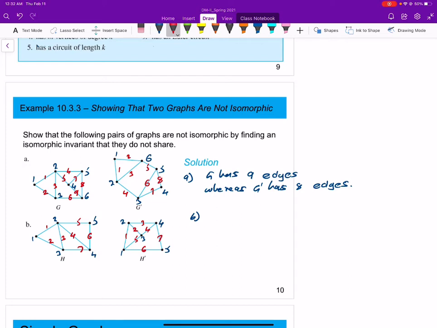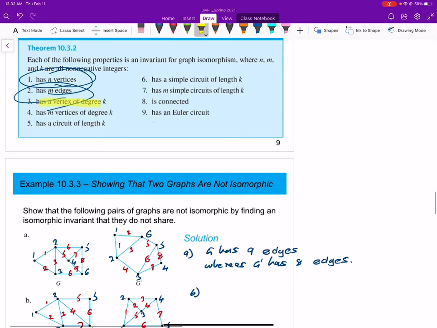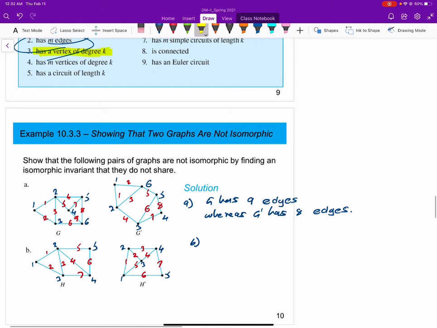Oh, this time vertices and edges both are equal. Okay, now we have to try something else. Now count the degrees. It says if the first graph has a vertex of degree k, then the second graph should also have a vertex of degree k. Okay, now I'm counting degrees.